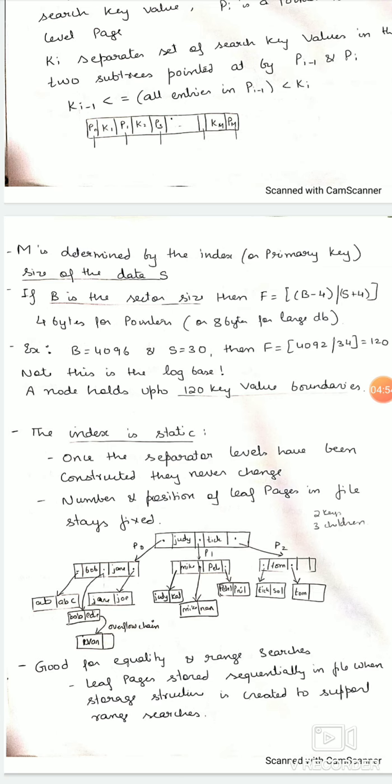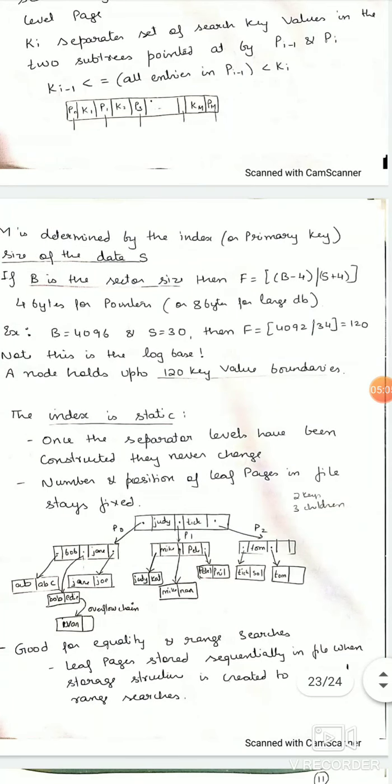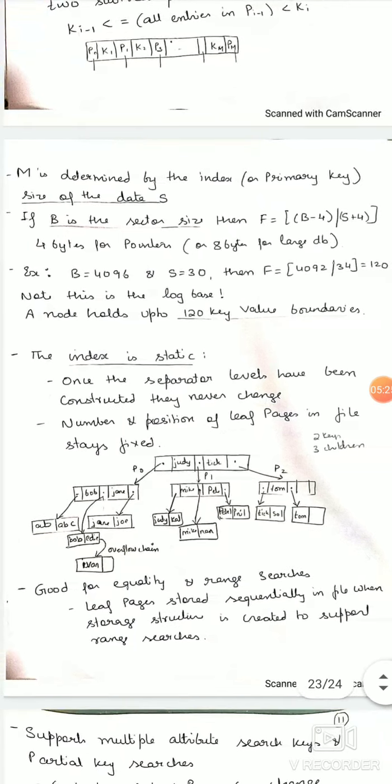the sector size is given as B = 4096 and the data size is 30, then on substituting you will get F = 120 key values. That is, a node can hold up to 120 keys. That means it will have 121 pointers. If m keys are there, you will have m+1 child pointers, that is, 120 keys means 121 child pointers. So by using the above formula, we have found how many keys can be held in one particular node.